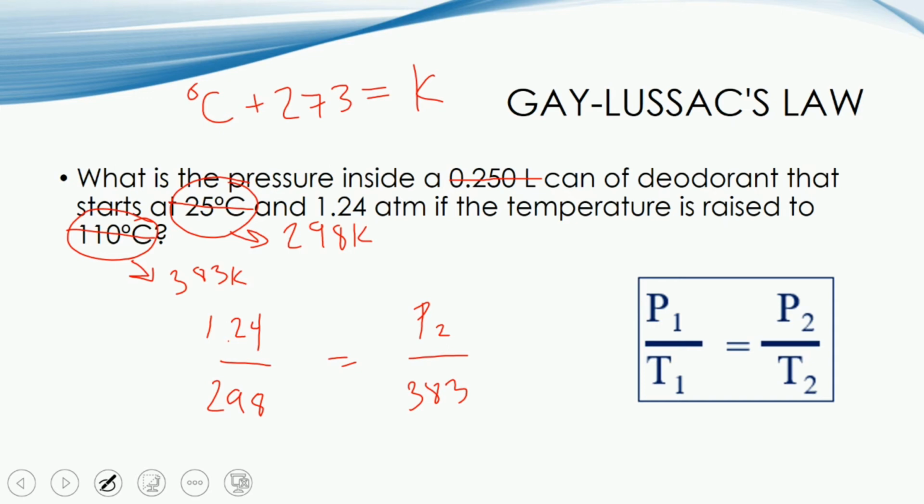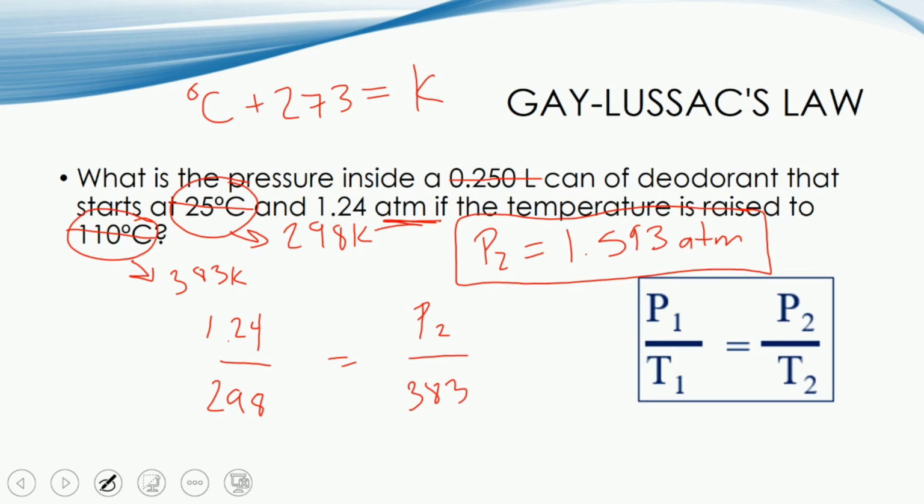And just like before, we are going to cross multiply. So we are going to do 383 times 1.24. We're going to divide that answer by 298. So my final answer for pressure, P2, equals 1.593. Now, it is important that when we write our answers, we include the units. And I know that it's atmospheres because we started with atmospheres.